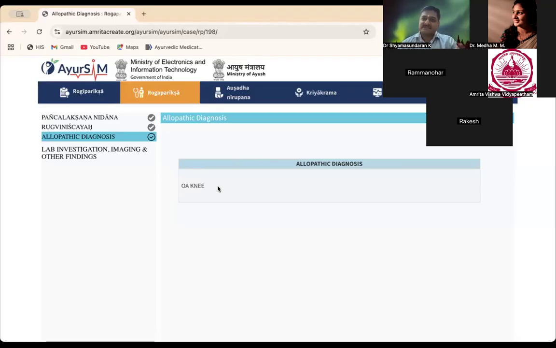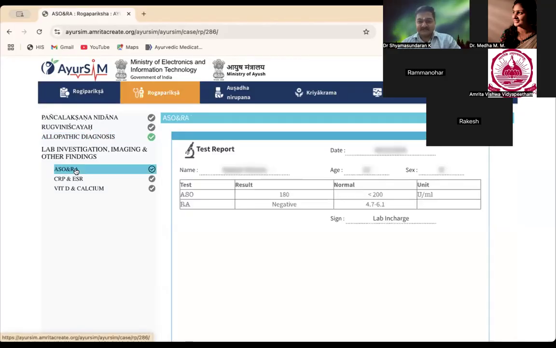They will come with some report saying that I have already gone to a modern doctor and they have diagnosed my condition as ONE. So that is also there. And they may also show you some lab investigations or image pictures or something like that. So that is also represented here. Whatever examination results are related to that particular condition are represented here.